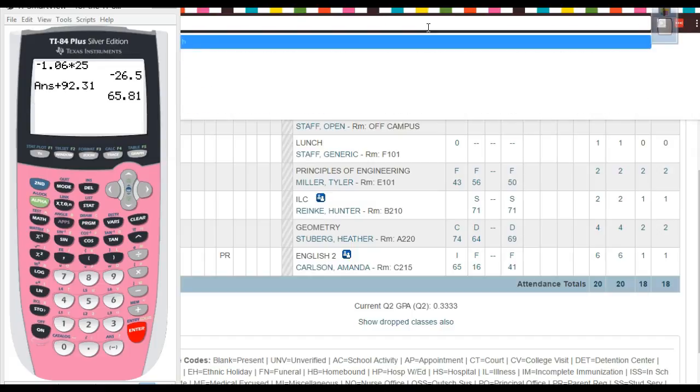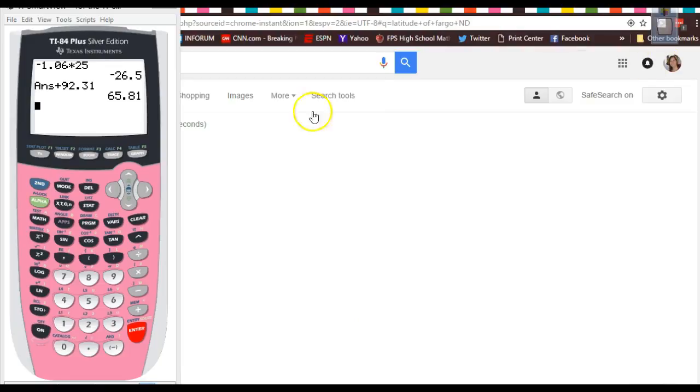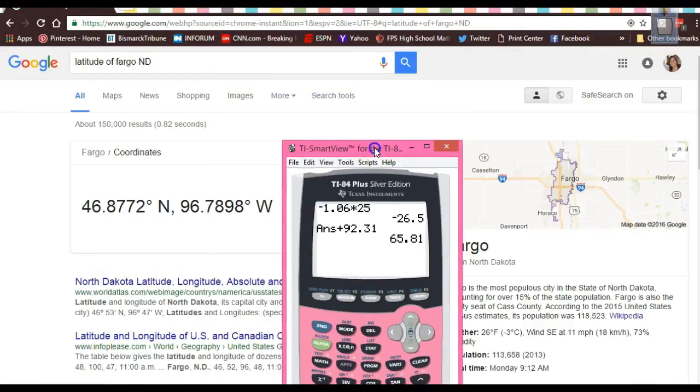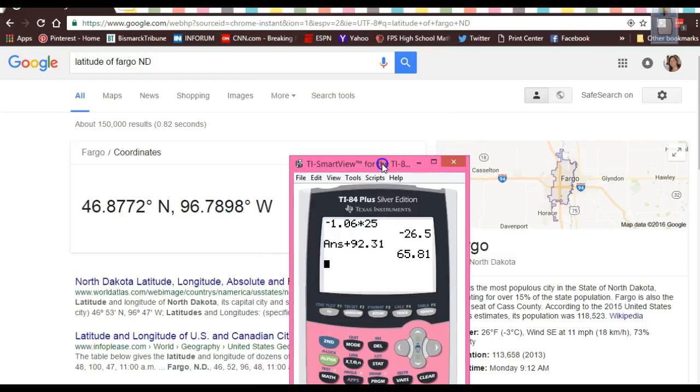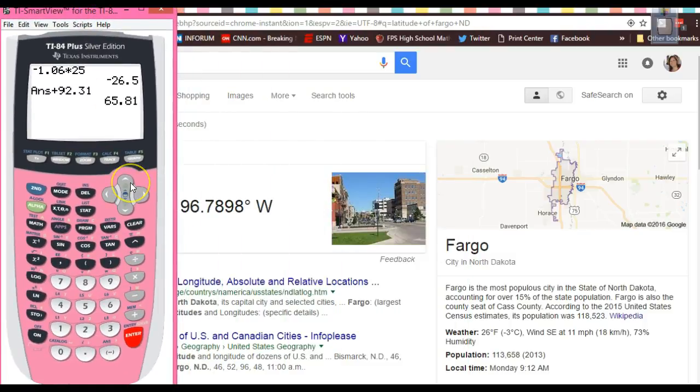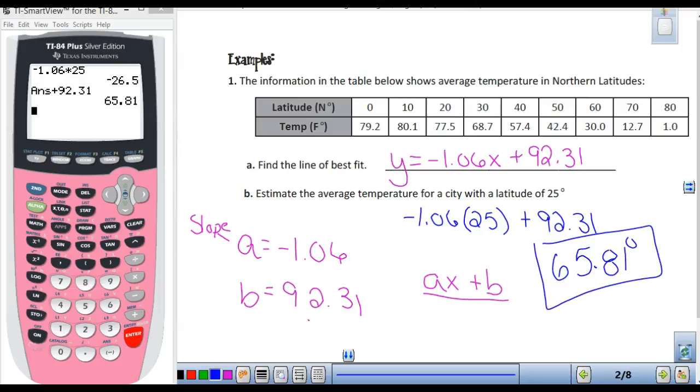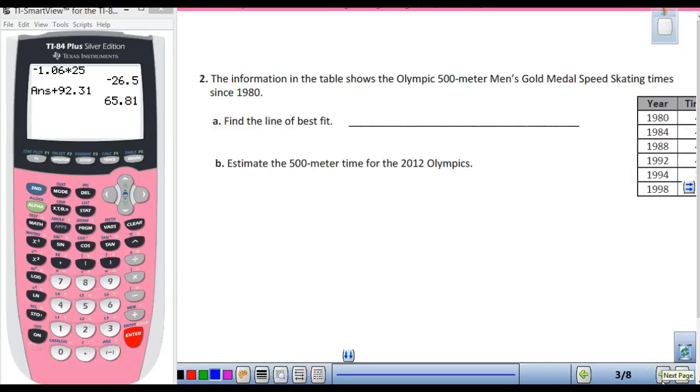Latitude of Fargo, Dakota. We're about 46 degrees, I believe. Okay, all right, so our latitude is about 47. So we're kind of sitting in this area where our average temperature maybe is not great. 40, 50 degrees-ish, maybe 40 degrees-ish. Sounds about right, doesn't it? 42.49. Nice. Good work.